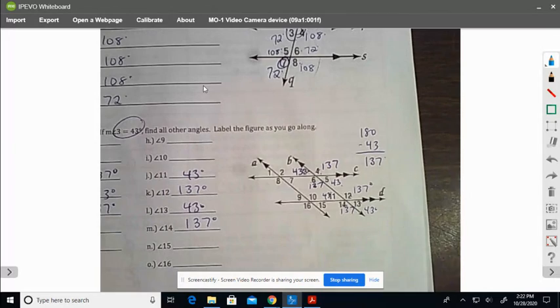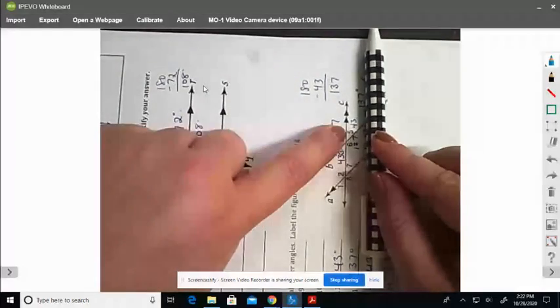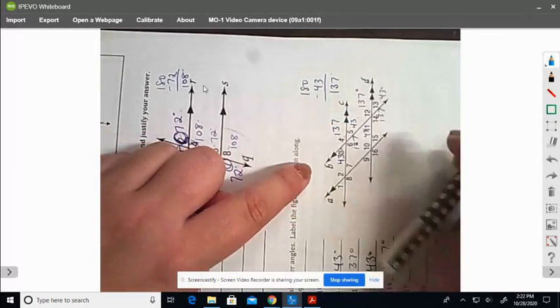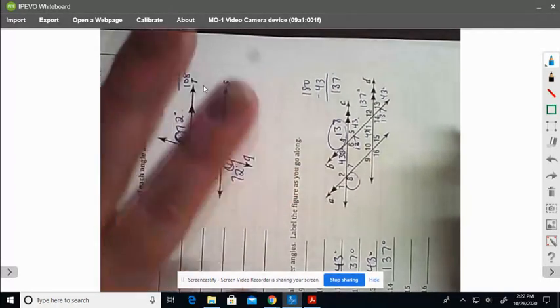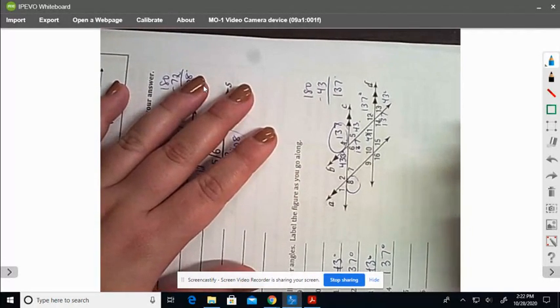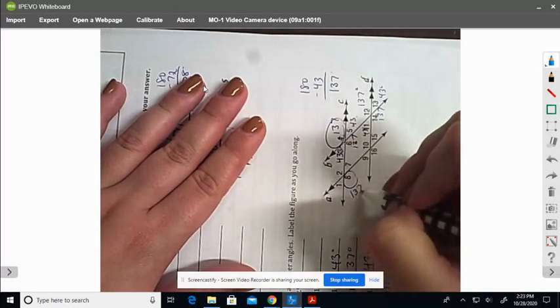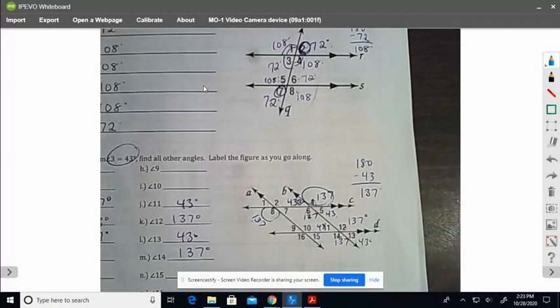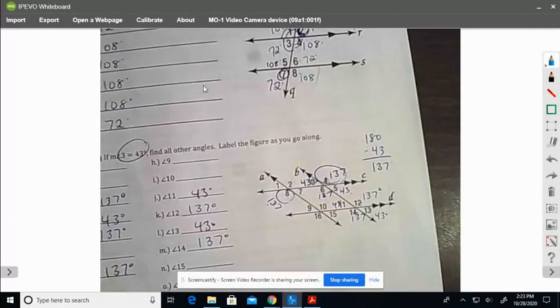Now I'm moving on to, I got to look at this a different way. I'm actually going to turn it, it's more appealing to me to look at a transversal up and down. So once again, I'm going to look at my alternate exterior. That's just always the easiest one for me to see. You may find a different one that's easier for you to see. These are alternate exterior. So that means they should be equal. So 4 and 8 should be equal. So I'm going to label angle 8 as 137.